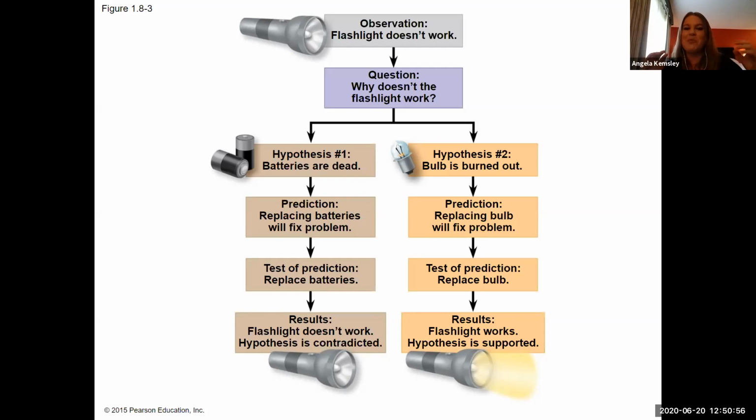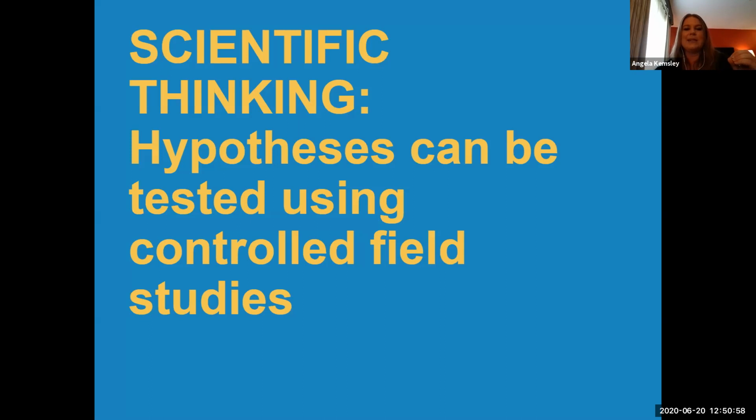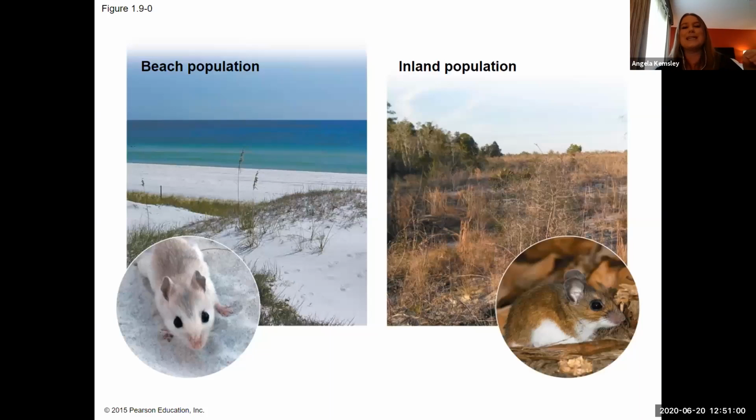So let's look at an example of this in real life, because we can do this in the field. And that's what a lot of my actual research is, this type of field research. And I did this animal behavior research quite a bit. So we're gonna look in this real example of scientific process in action at these two different populations of mice.